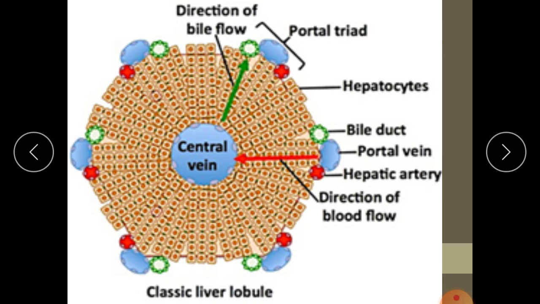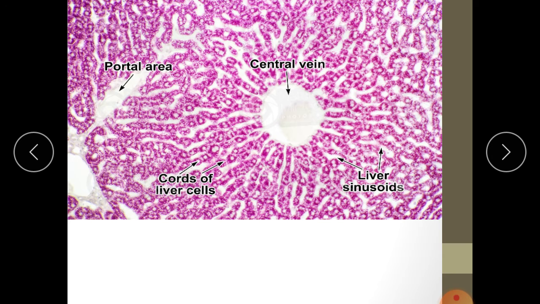This diagram is a diagrammatic presentation. The actual lobule would be like this. This is a liver lobule. So this is the portal area, and this is the central vein. These are hepatic cords, radiating from the central vein towards the Glisson's capsule. So here Glisson's capsule is present. This is the portal area, the hepatic triad.